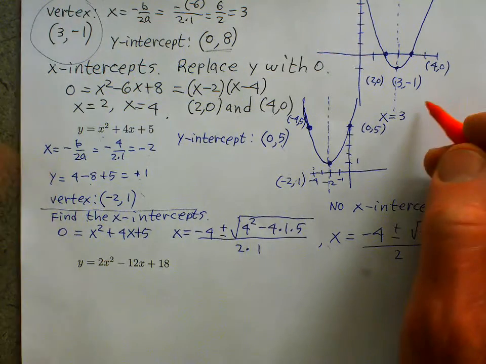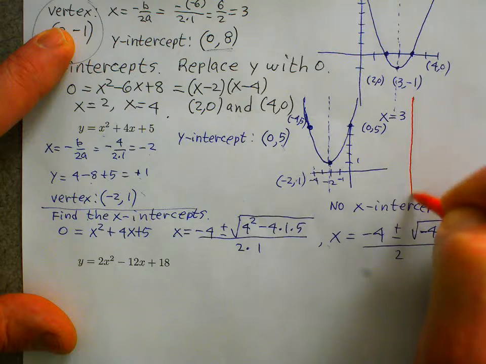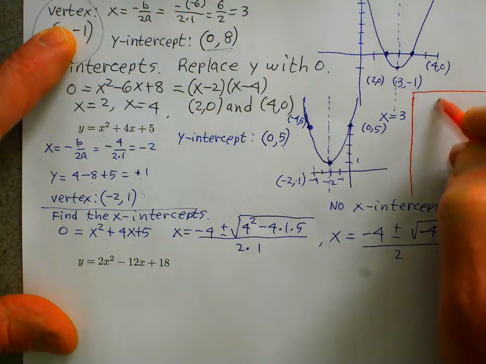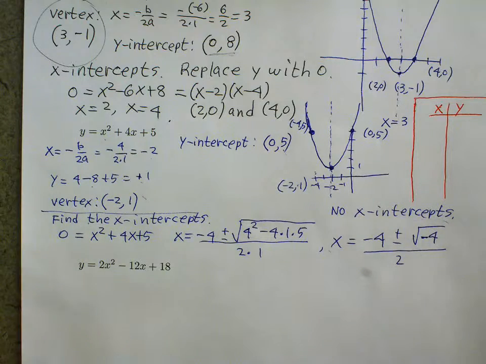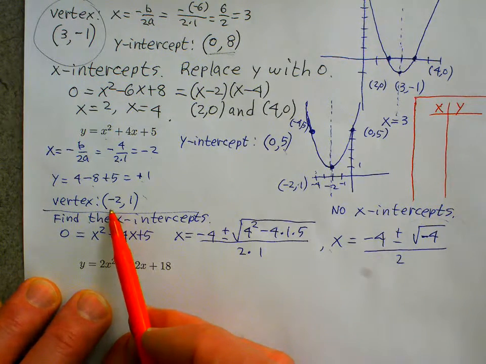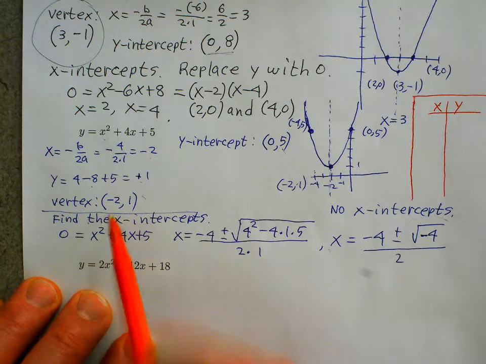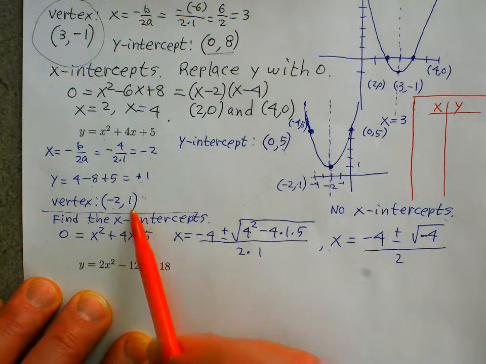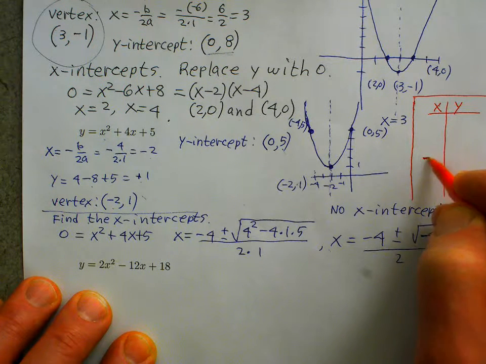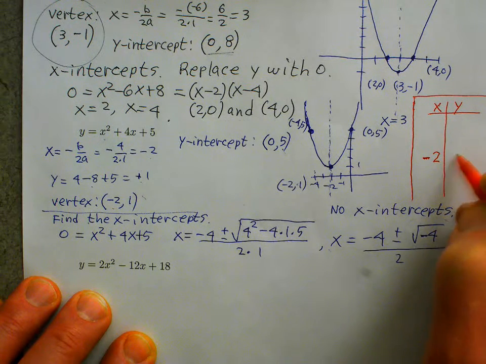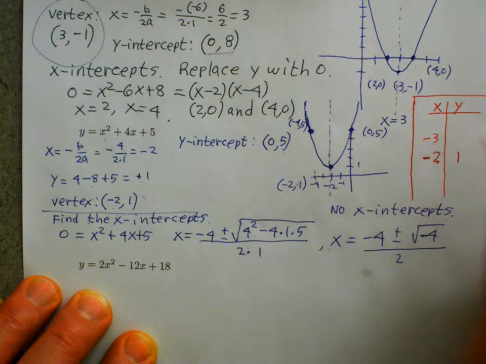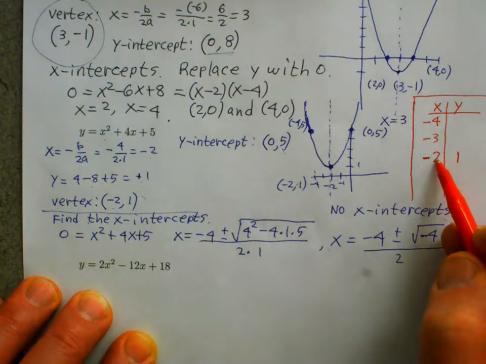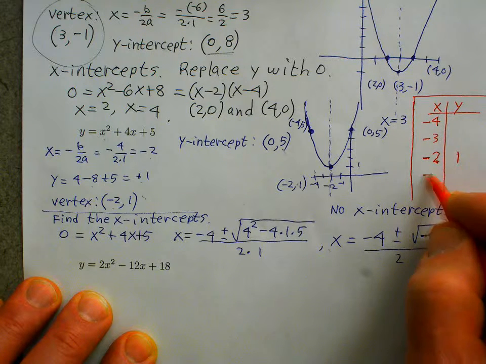Another method for plotting points that I mentioned yesterday: a strategy that I often use, not always, is this. We should always be able to find the vertex, because the x-coordinate of the vertex is -b/2a. So the vertex is the ordered pair -2, 1. If I pick my middle x value to be -2, then I'll pick two x values that are smaller than -2, like -3 and -4, and two x values that are bigger than -2, -1 and 0.